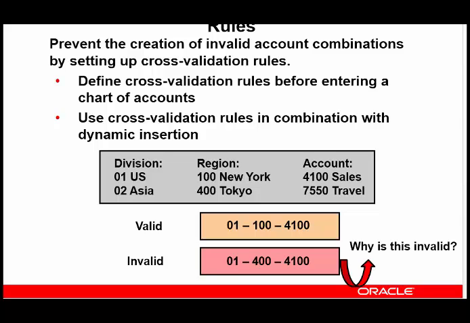Or if you put 01 and 400, you will get an error. Why? Because these two regions do not go with each other. They do not match. So you have to make sure that with the cross-validation, the validation happens over two segments. So you do not validate unless the values of the two segments are okay.